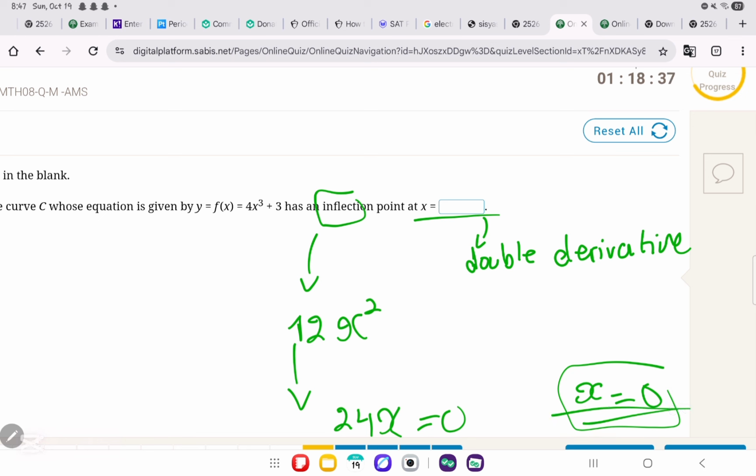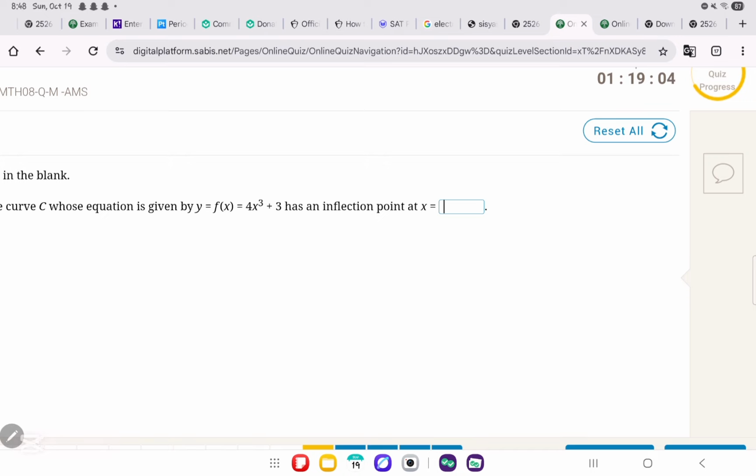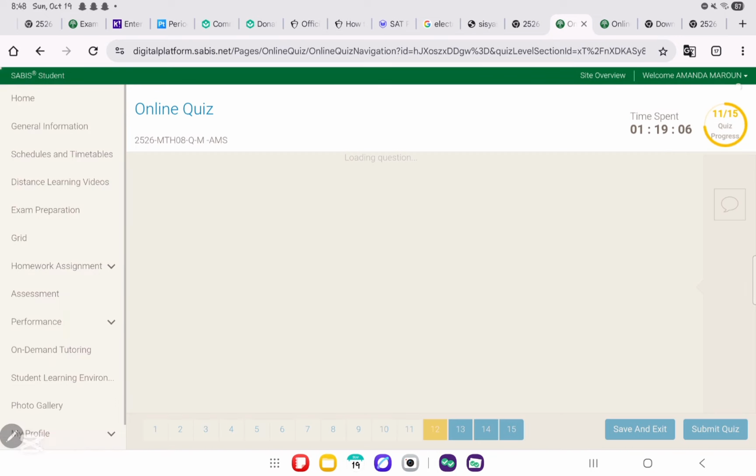That means we have an inflection point at 0. But we need to check first by doing a table. 0. Choose any number less than 0. Substitute it in the equation. A negative answer for sure. Now choose any number greater than 0, for example 1, substitute it, you're going to get a positive answer. So yes, from the second derivative, there is a change in sign. That means we can say it is an inflection point. We move on to question number 12.